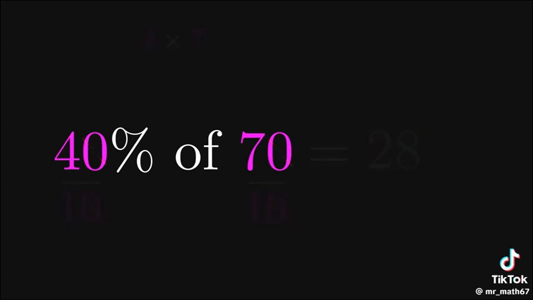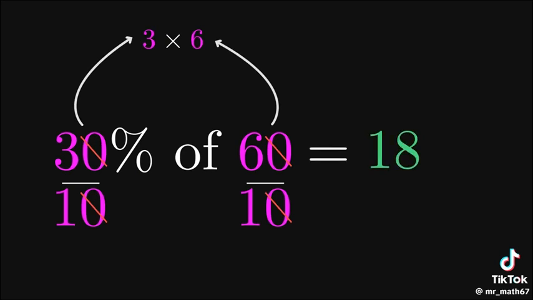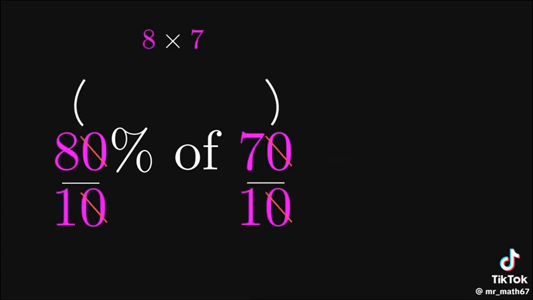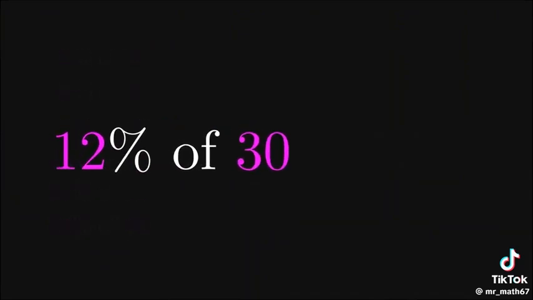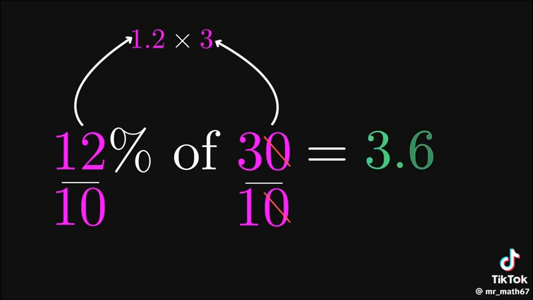Let's use the same idea on other numbers, like for 30% of 60, dividing both numbers by 10 gives 3 and 6. 3 times 6 is 18, so 30% of 60 equals 18. Similarly, for 80% of 70, it would be 8 times 7, which is equals 56. Keep in mind that there might be a case where only one of the numbers ends with 0. Like 12% of 30, we can apply the same strategy here too. Divide both by 10, and it would be 1.2 times 3, which is equals 3.6.